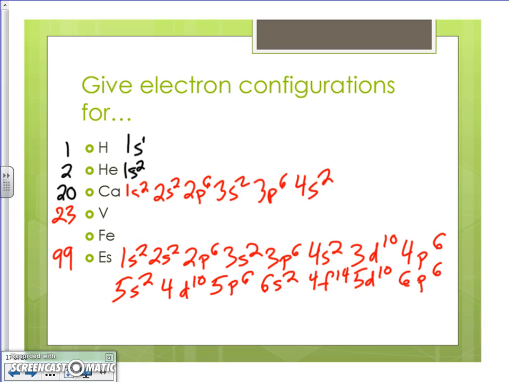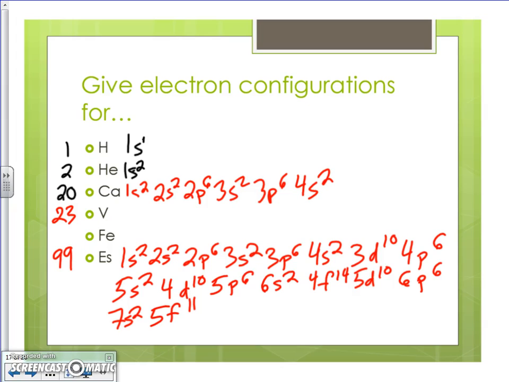All right, after the 5d10, we're now back to the 6p6. After the 6p6, we then go to the 7s2. After the 7s2, run into that F block again, and so now it's 5f. How many more do I need? I gotta count them. 1, 2, 3, 4, 5, 6, 7, 8, 9, 10, 11.